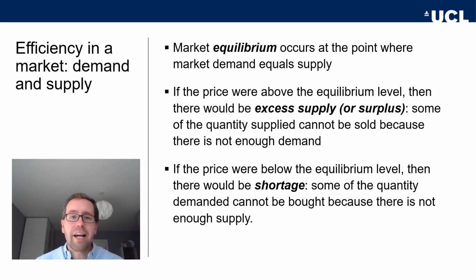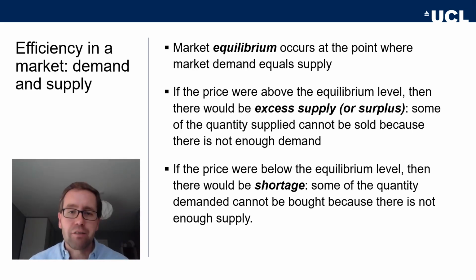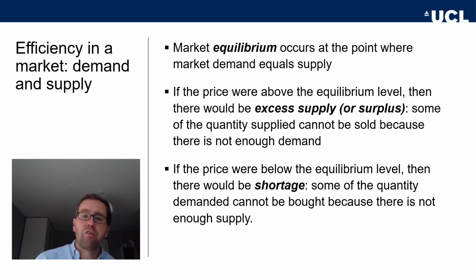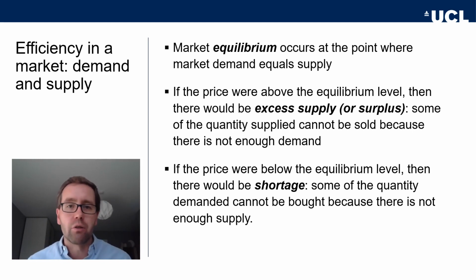So that is where as many coffees get produced as there are buyers for it. Now, what would happen if the price was above the equilibrium level? If for some reason producers tried to charge more than the market price, there would be a surplus or excess supply. So some of the quantity supplied wouldn't be sold. Some people wouldn't buy all these espressos available.